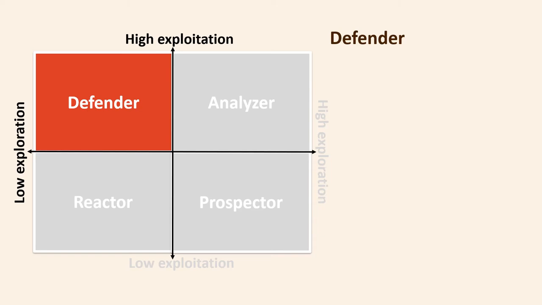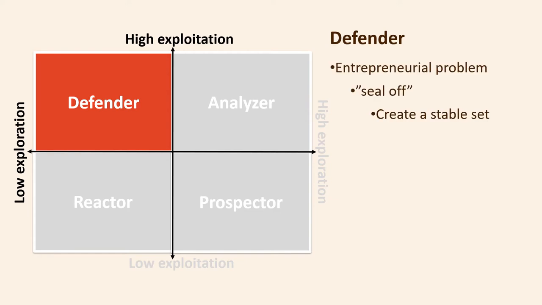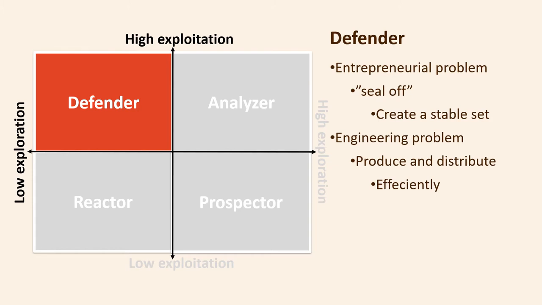The first organizational type is the defender in the upper left corner. The entrepreneurial problem is to seal off a portion of the total market to create a stable set of products and customers. There is no or low exploration for new opportunities. The engineering problem is to produce and distribute goods or services as efficiently as possible. It is about high exploitation, trying to do better within the existing market.